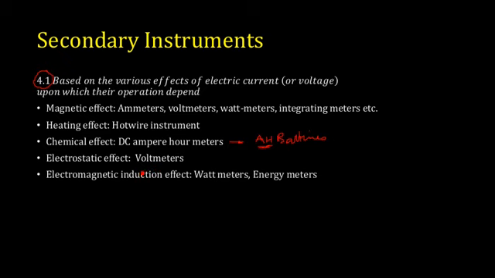Then you have certain voltmeters which make use of electrostatic effect, like high voltage voltmeters. When you're trying to measure high voltages, so large values of voltages, you will have electrostatic voltmeters available. And then you have electromagnetic induction effect based meters, which generally fall under wattmeters and energy meter categories. So all these meters are classified based on the various effects of electric current or voltage upon which their operation depends.